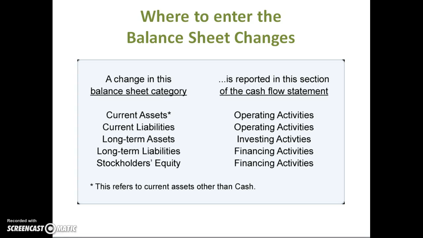So let's take a look at it. We have our current assets and liabilities. Those come from our balance sheet, and they will be reported on the operating activities section of the cash flow statement. We have our long-term assets, which will be showing up in our investing category on the cash flow statement. And then we have our long-term liabilities and stockholders' equity, which are reported on the financing activities section of the cash flow statement.